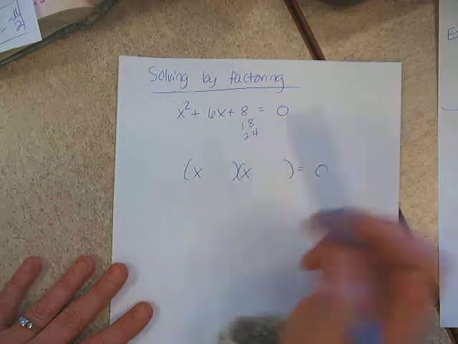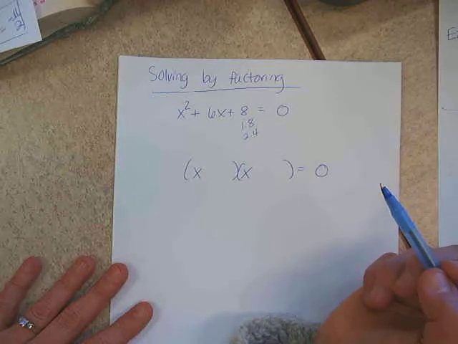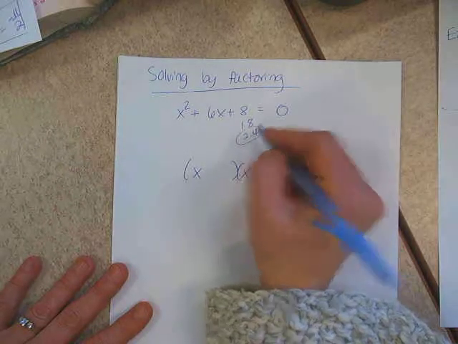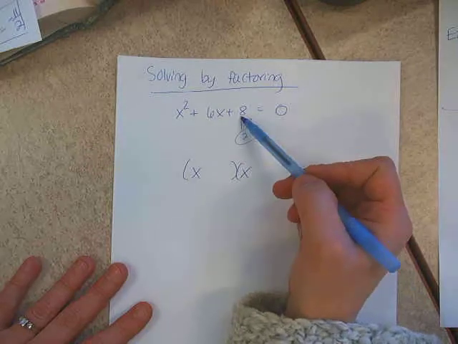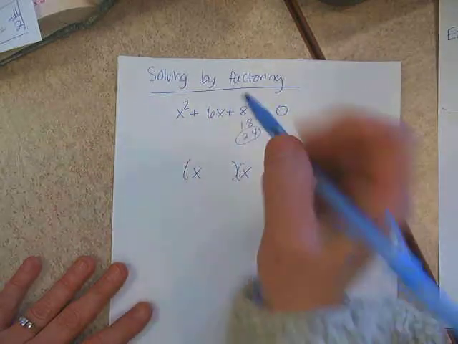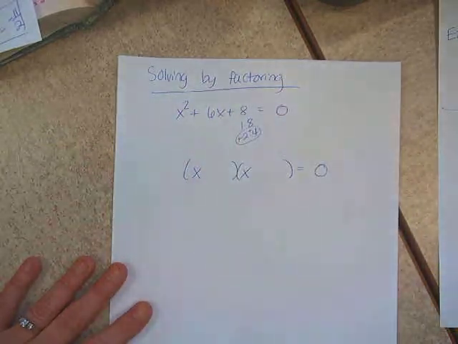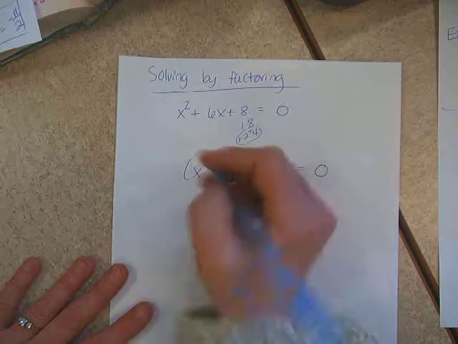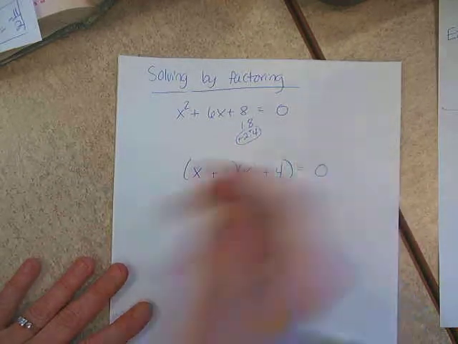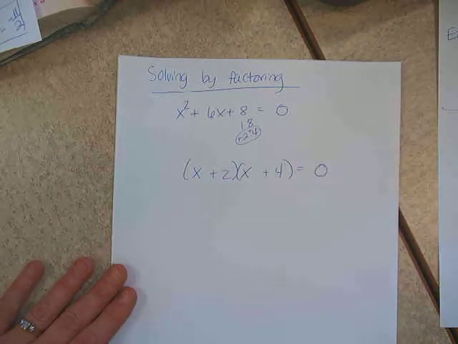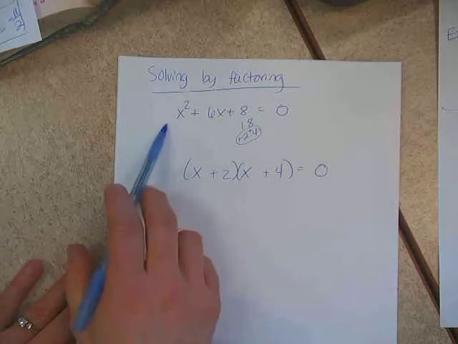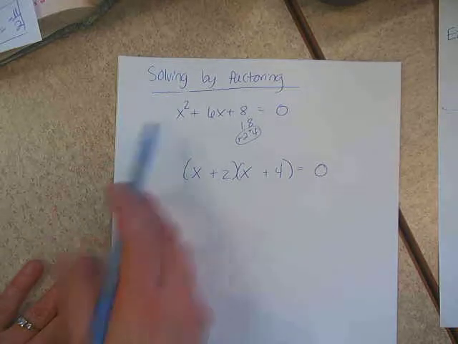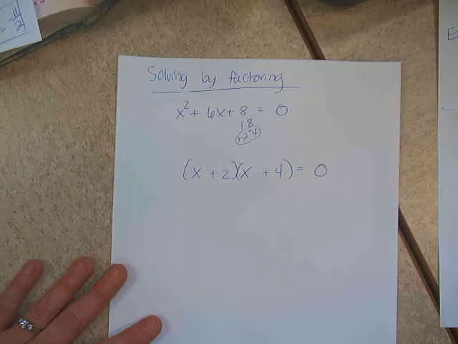Which of these pairs can add up to 6? 2 and 4. And they both are going to have to be positive. There are no negatives here. So positive 2 and positive 4. Those go straight into my binomials because there is no A. Well, A is 1.